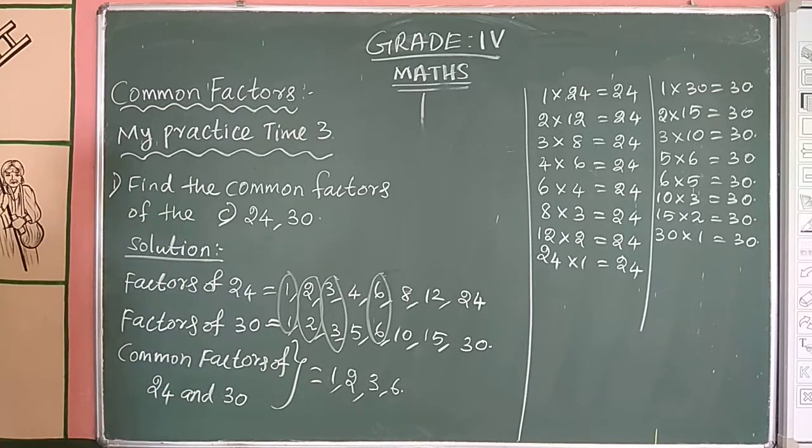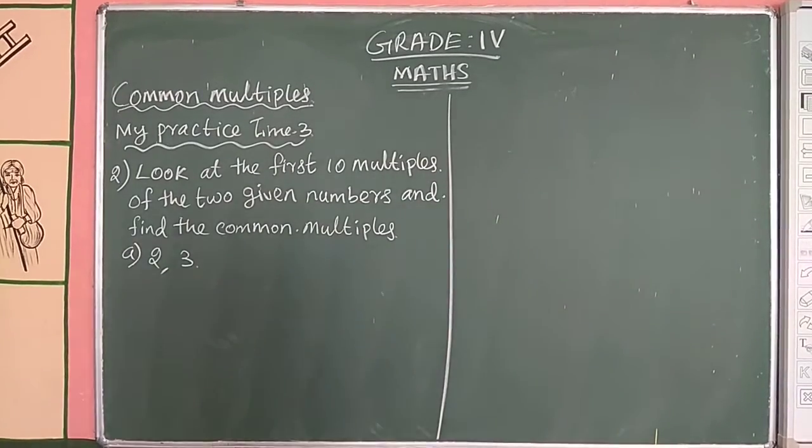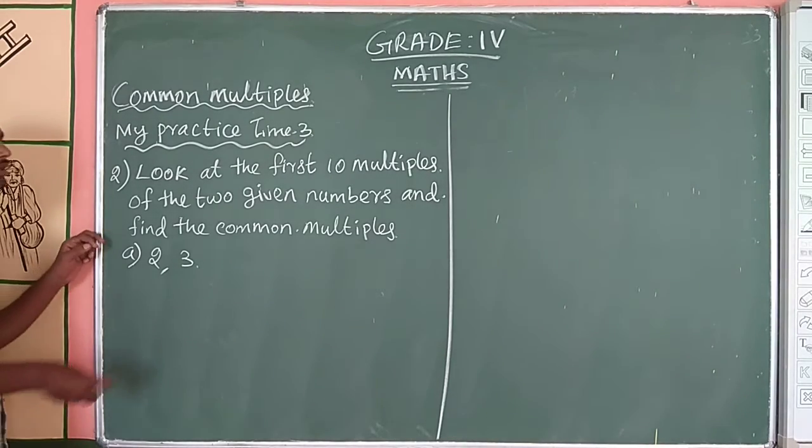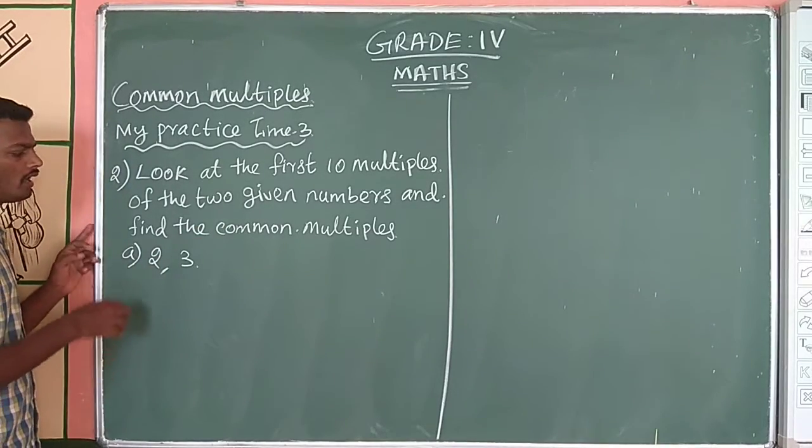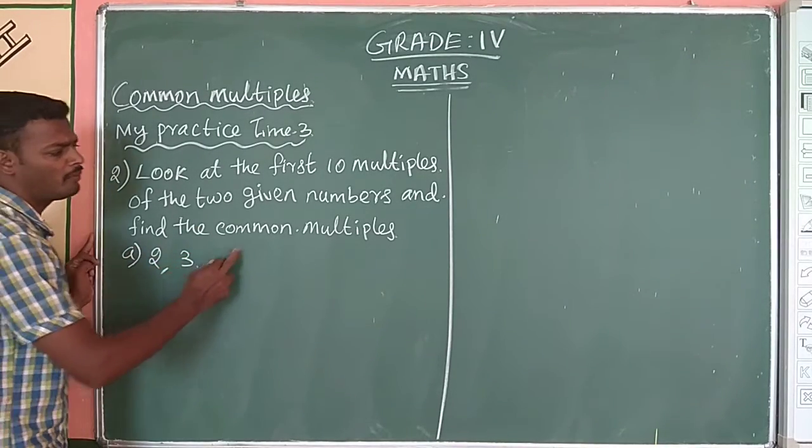Next one, common multiples. My practice time 3, common multiples. Second question: look at the first 10 multiples of the two given numbers and also find the common multiples.